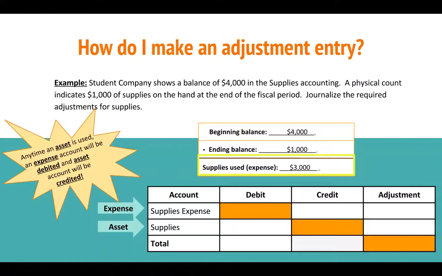So now that we figured out the adjustment, it is now time to record it on the general ledger. So as we remember, an expense account will be debited, the asset account will be credited. So when we record it on our general ledger, we debit $3,000 from the supplies expense, and we credit $3,000 to the supplies account. Then we are left with a total adjustment of $3,000.